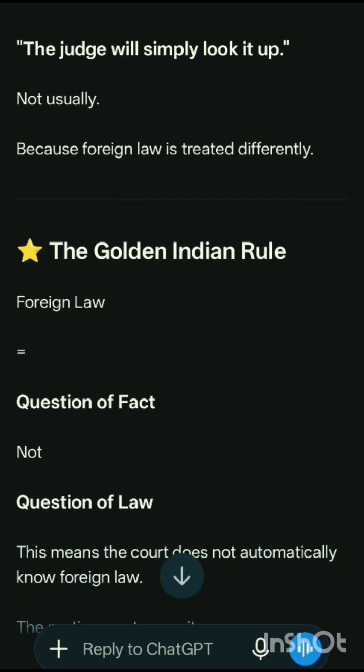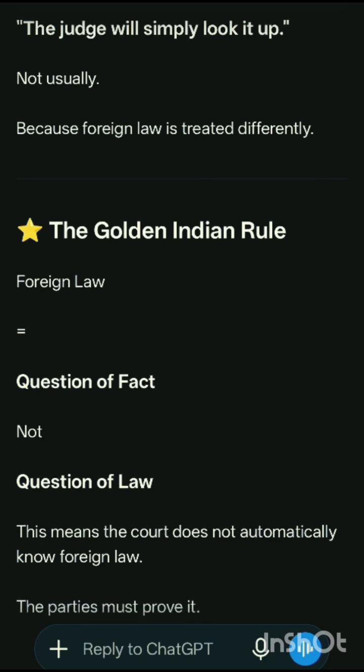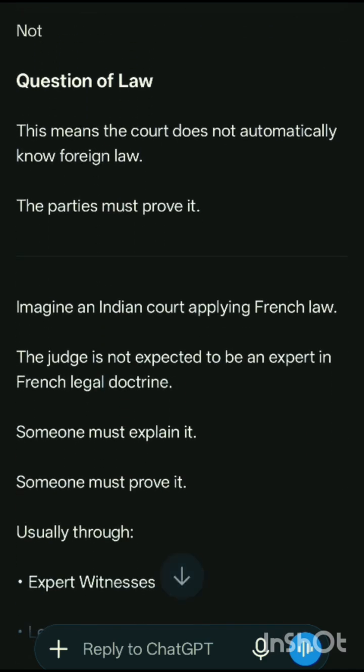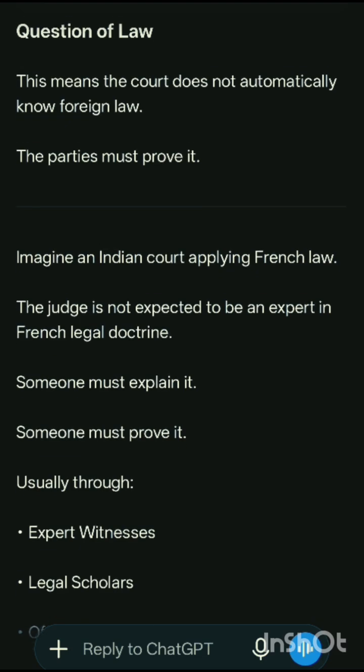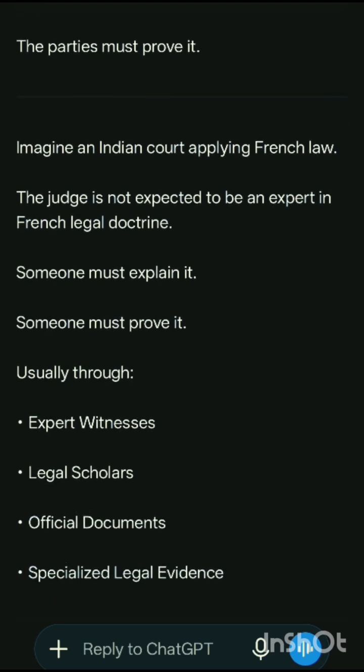Not usually, because foreign law is treated differently. Here is the golden Indian rule: foreign law equals question of fact, not question of law. This means the court does not automatically know foreign law. The parties must prove it.